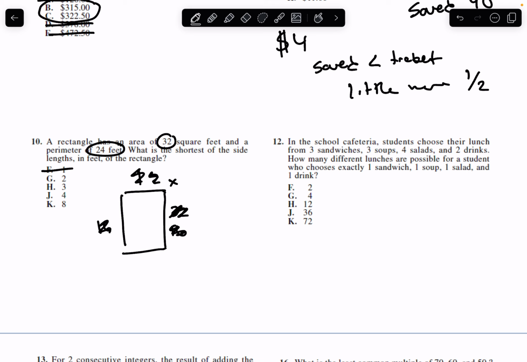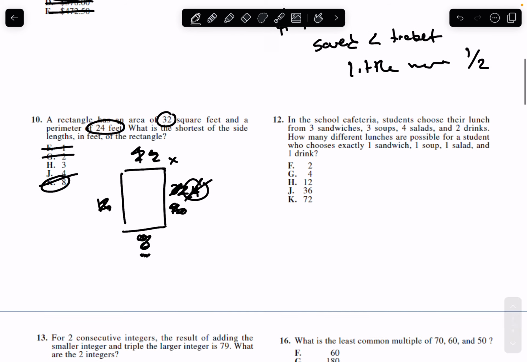Well, let's jump to the big one, 8. If this is 8, well, 8 times 4 is 32. That works. But this is supposed to be the short side, and 4 is shorter, so that one's not going to work. So I can get rid of the top one too. So quickly, as you start doing the problem, you may not be able to eliminate things right off the bat, but as you're solving the problem, you can start to eliminate things. Number 12, we're going to skip, because that one you can eliminate lots of right off.